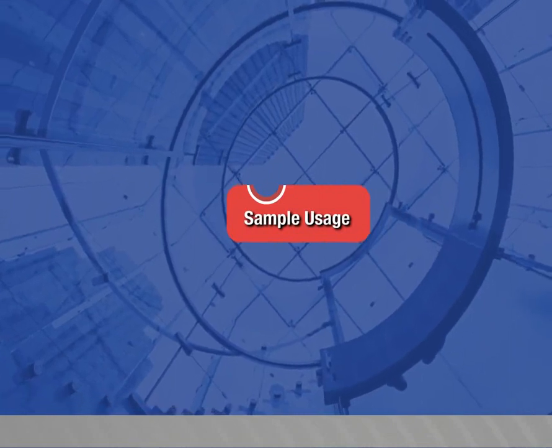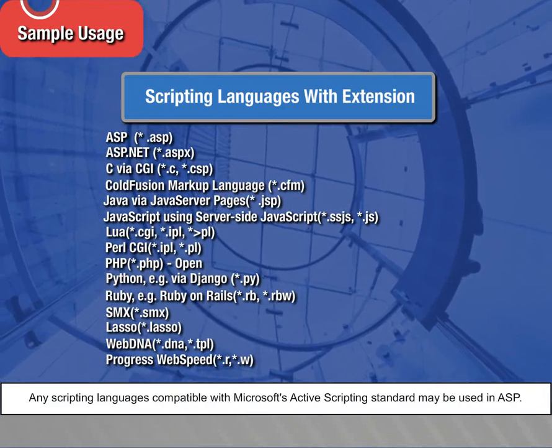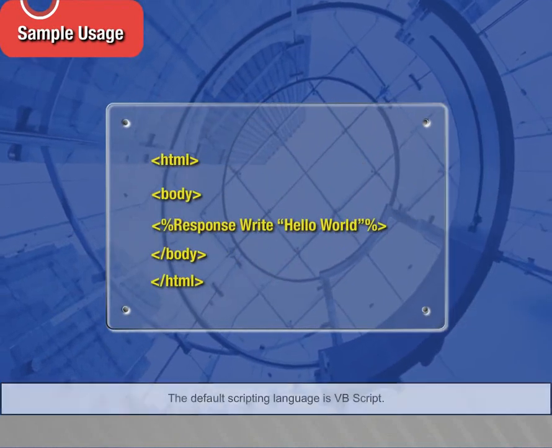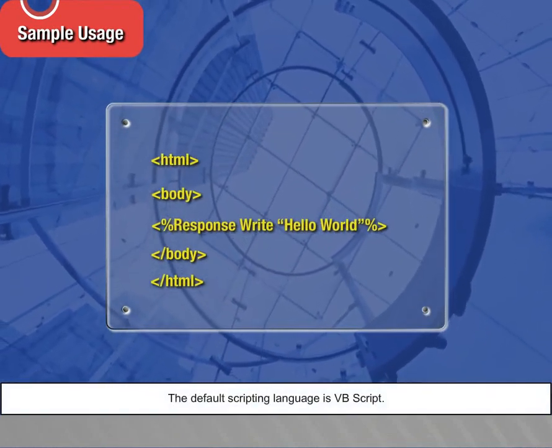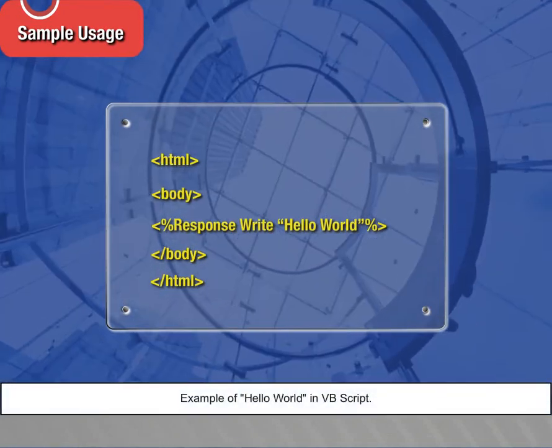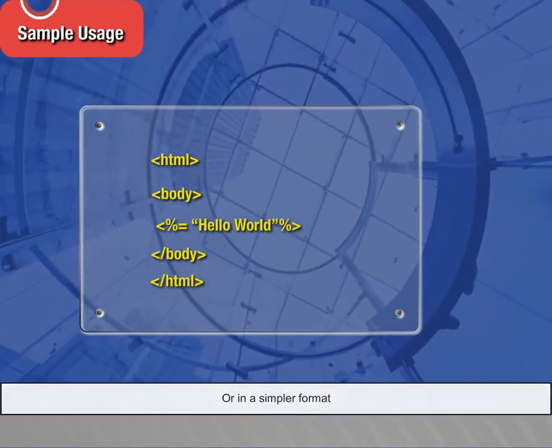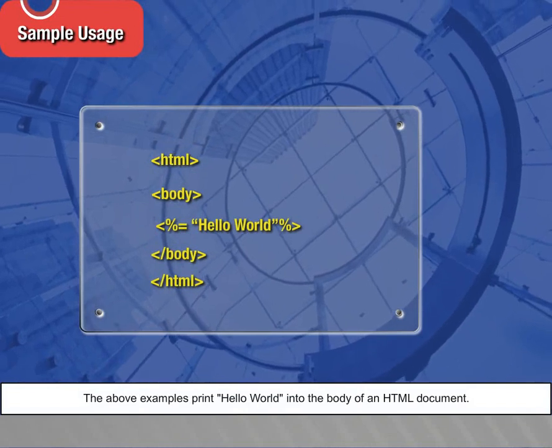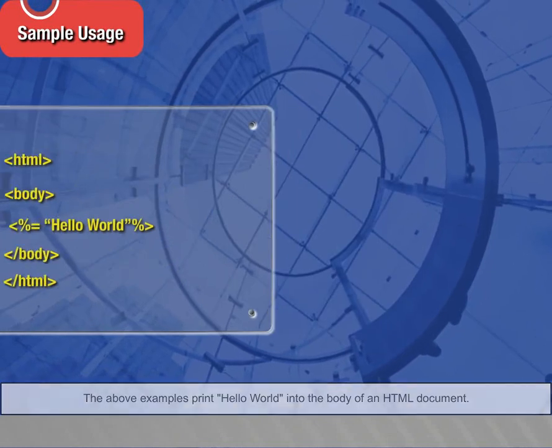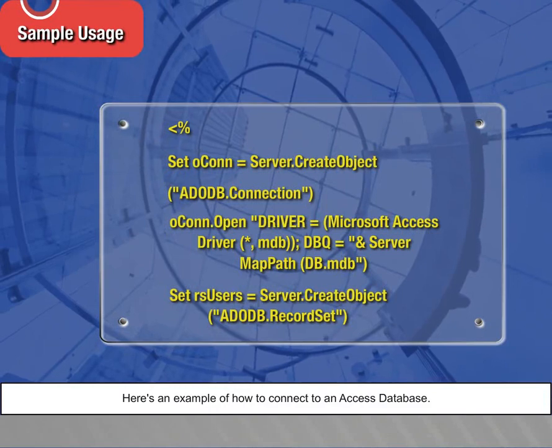Sample usage. Any scripting languages compatible with Microsoft's Active Scripting standard may be used in ASP. The default scripting language is VB-script. Example of Hello World in VB-script. Or in a simpler format, the above examples print Hello World into the body of an HTML document. Here is an example of how to connect to an Access database.